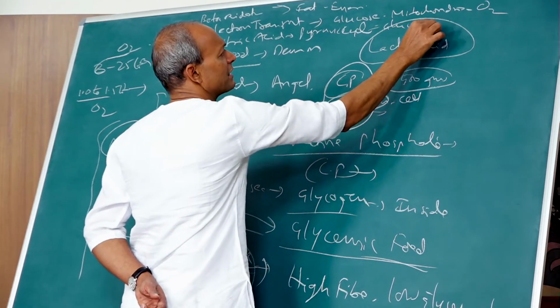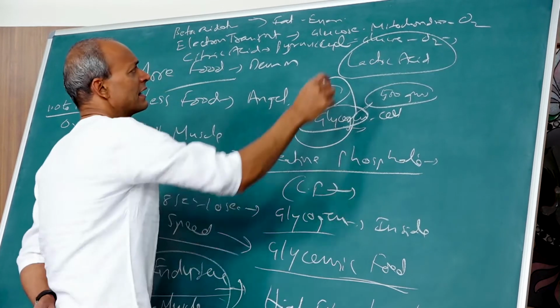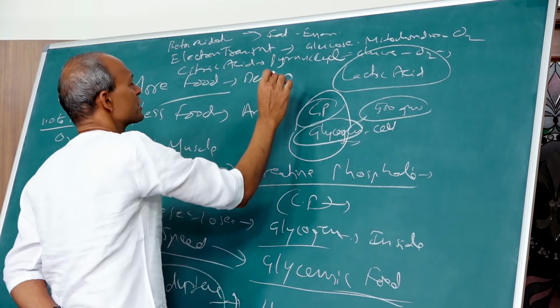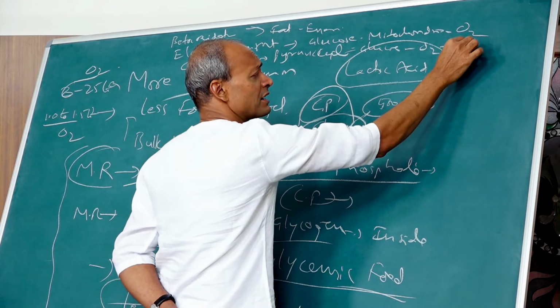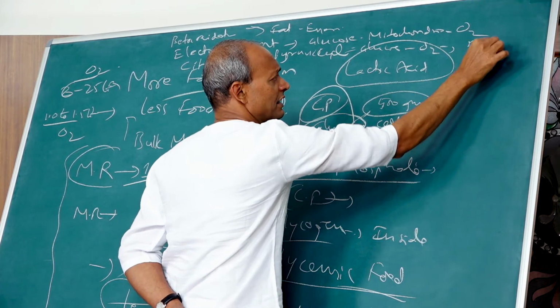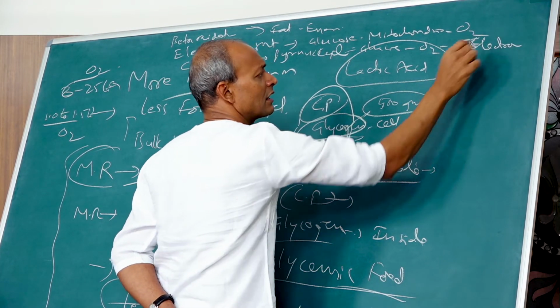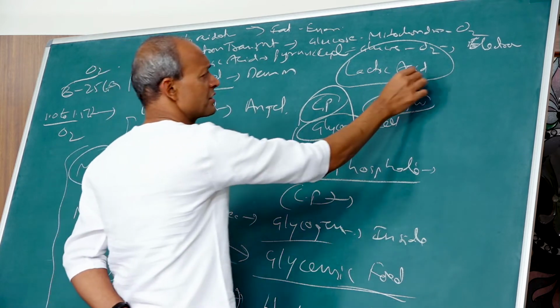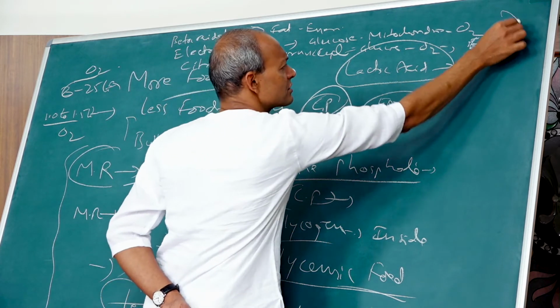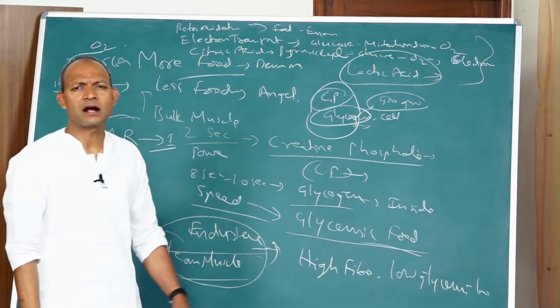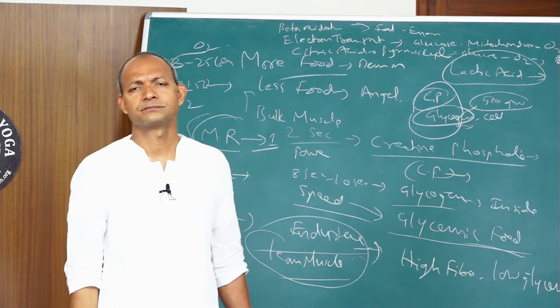Glucose, again using oxygen. And here he uses the electron transport system, and the energy generated by electrons is the highest. All of this happens when you are in a relaxed state.